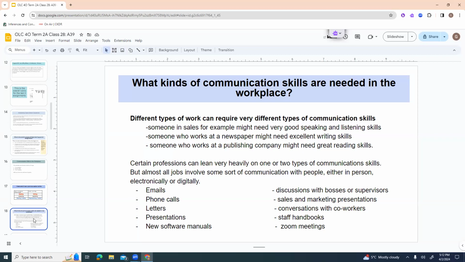Things like emails, phone calls, letters, presentations, new software manuals. Examples of communication you might be having: discussions with bosses or supervisors, sales or marketing presentations, conversations with coworkers, staff handbooks, Zoom meetings. Even if you're doing a job that really doesn't seem to have a whole lot to do with communication skills, you might still get people writing notes or giving you verbal instructions, which you will have to understand.